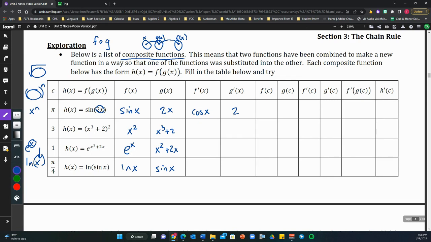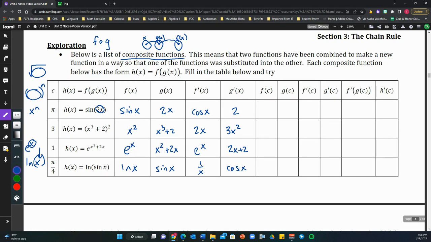So we're going to do this for all three of these. So our f prime for x squared would be 2x. That's how this pattern of y's changes. But our inside would be 3x squared because that's how the inside function changes. Next one, e to the x changes based on the pattern e to the x. X squared plus 2x would change based on the pattern of 2x plus 2. Natural log of x, that derivative is 1 over x, but sine of x, its derivative is cosine x.